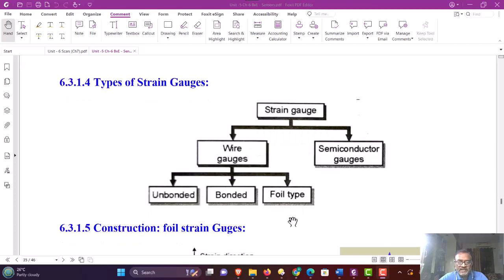Various types of strain gauges are classified as shown in the figure. They can be wire strain gauges or semiconductor strain gauges. The name itself indicates that the wire strain gauges are made up of metallic wires, whereas semiconductor strain gauges are made up of semiconductor material. The wire strain gauges are classified as unbonded, bonded, or foil type strain gauges.